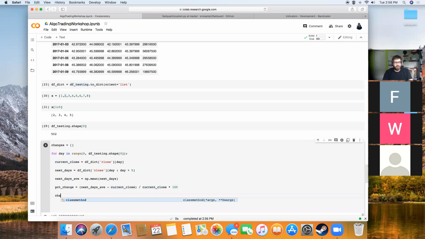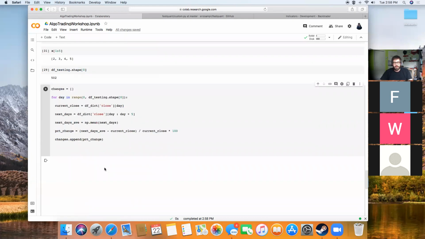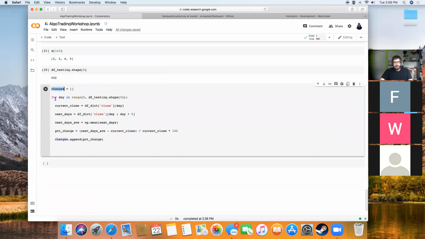And this empty array that we created here, I'm just going to append it with this percentage change, which means I'm just recording all of the percentage changes of the days. So now we have an array called changes that has, for every day, the percentage change compared to the average of the next 5 days.